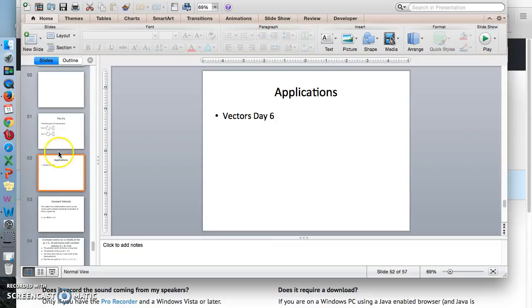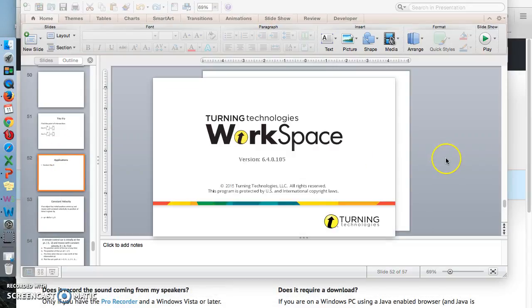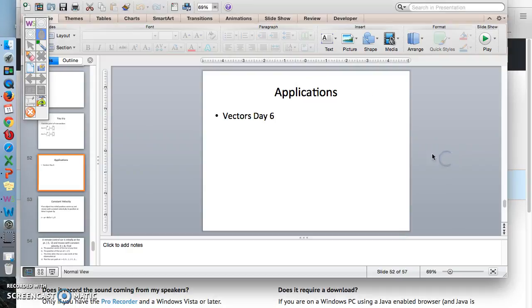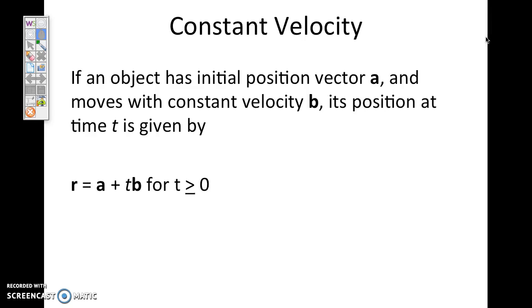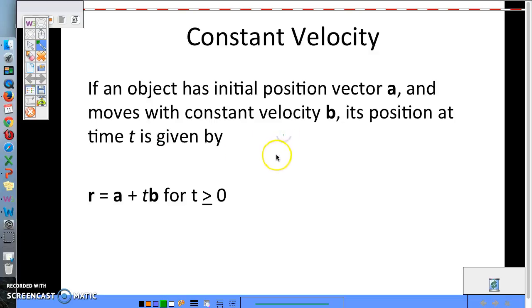Today we're going to take a look at some applications of these vectors. We've covered everything, so today we're just going to put some words with it. The first thing here is: if an object's initial position vector is A and it moves at a constant velocity B, its position at time t is given by the vector form of a line, just like what we talked about before.